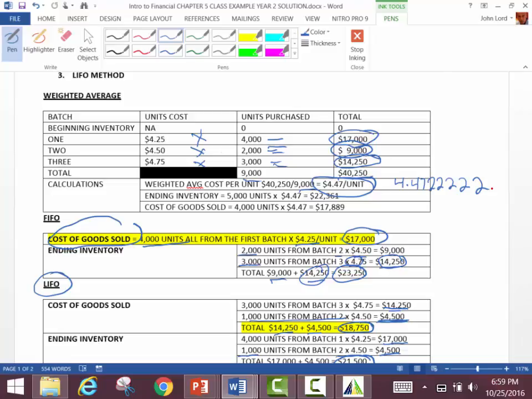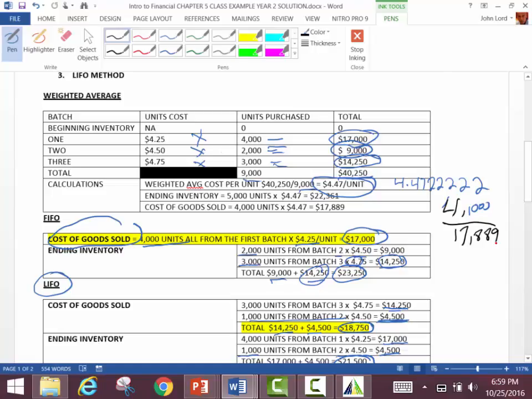We carry this thing all the way out. So we have a weighted average cost per unit. If we want to know our cost of goods sold, we take that big old number times how many we sold. 4,000 is what we sold, so we multiply that times 4,000. That gives us a cost of goods sold of 17,889 and so on.